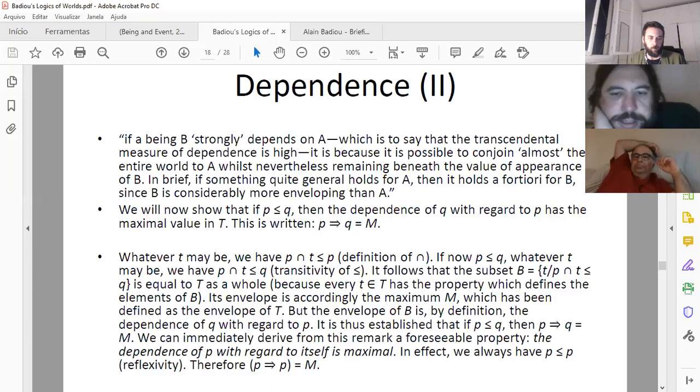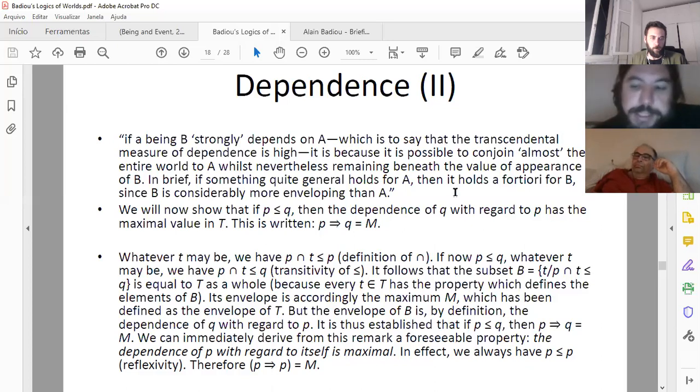But the envelope of B is by definition the dependence of Q with regard to P. It is thus established that if P is lesser or equal than Q, then P's dependence towards Q is equal to M. We can immediately derive from this remark a foreseeable property. The dependence of P with regard to itself is maximal. In effect, we always have P is lesser or equal to P, reflexivity. Therefore, the dependence of P towards P is equal to the maximum.